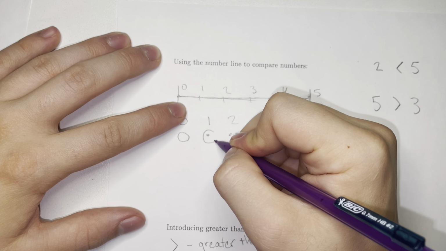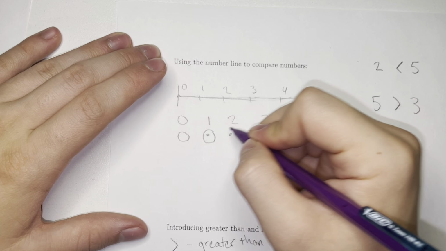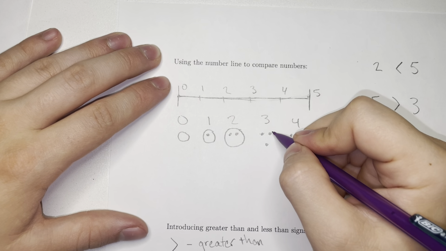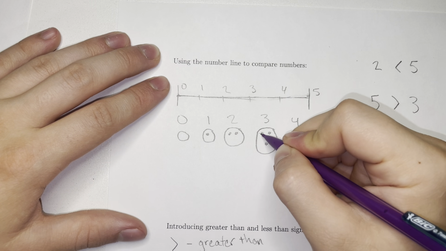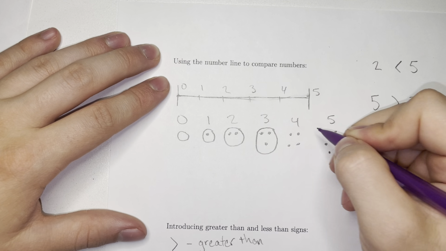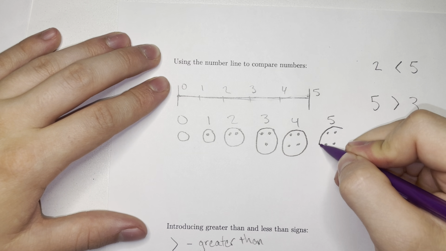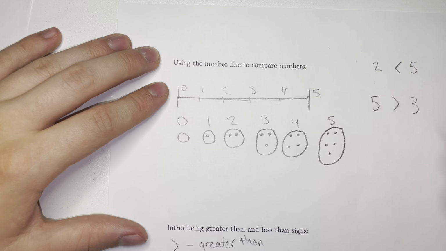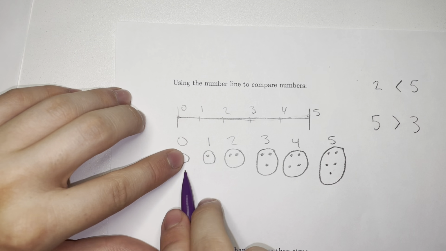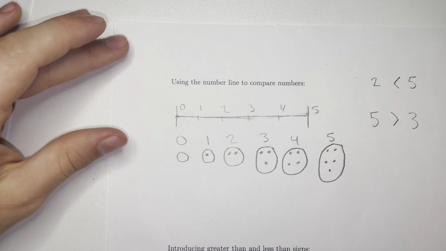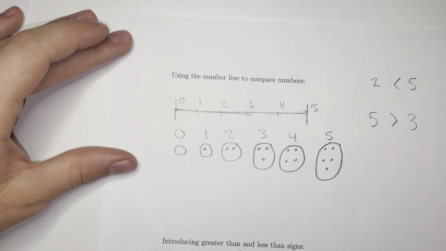1 would have 1 dot in its group, or a single dot. 2 would have a pair of dots, or 2 dots. 3 would have a pair and a single, or 3 dots. 4 would have 2 pairs, and then 5 would have 2 pairs and a single. And so we can see as we move to the right, we're gaining dots each time, which is really what counting is all about, is gaining those dots.